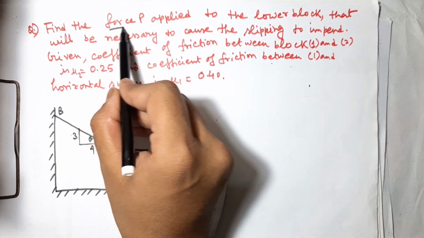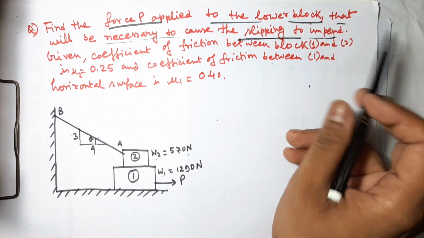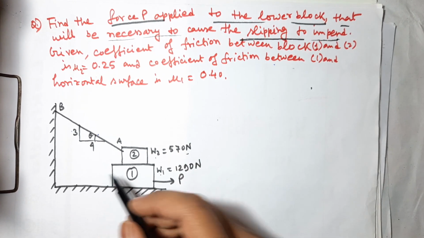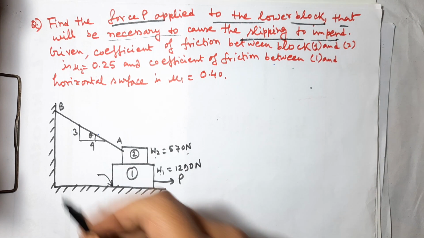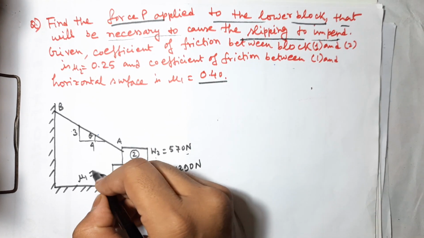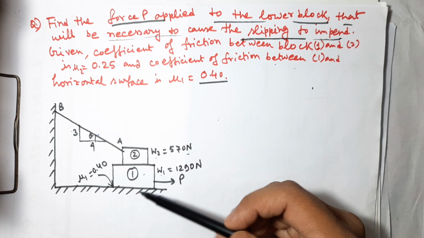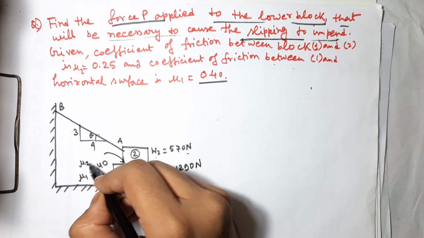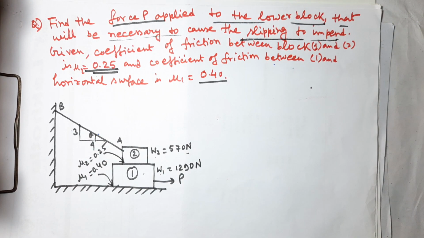The question is to find the force applied to the lower block that is necessary to cause slipping to impend. The coefficient of friction between the first block and the horizontal surface is mu1, which is 0.40, and in the same way between the second block and the first block, mu2 is 0.25. So you have to find out the value of P. How can you find it out?